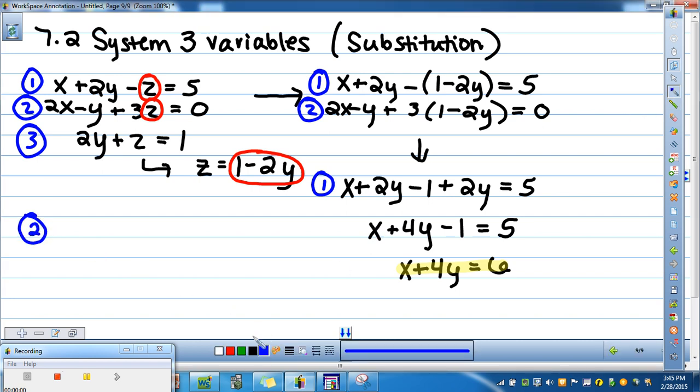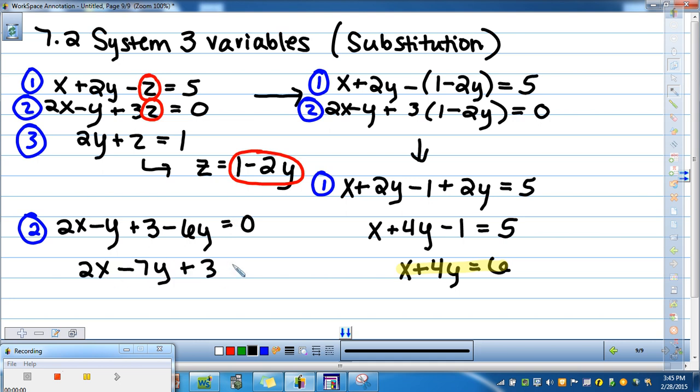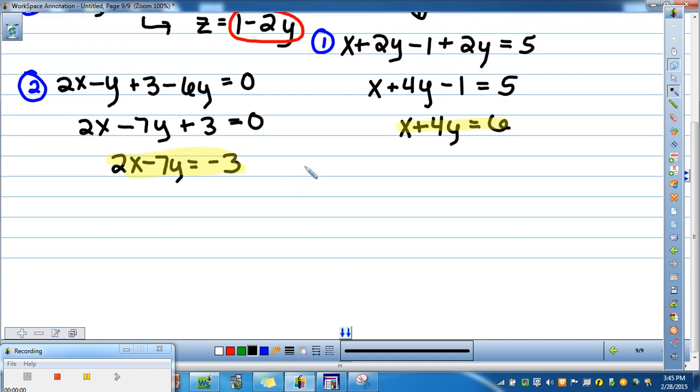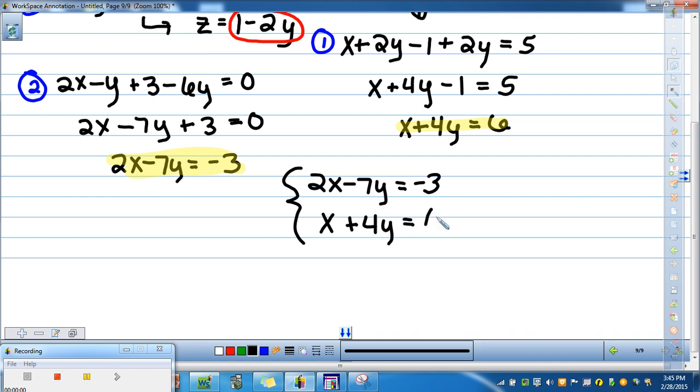Over here I'm going to simplify equation 2, distribute the 3, combine like terms, and move that 3 to the other side by subtracting 3 from both sides. Now the two highlighted equations will give us a system of two equations in two variables. We will write those equations together and solve using substitution or elimination.